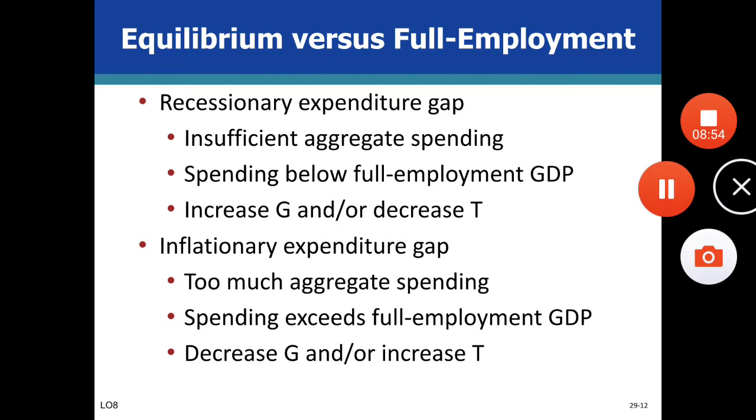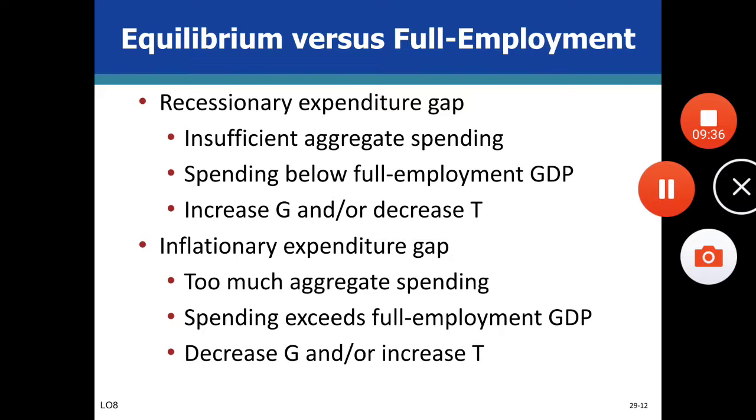So the equilibrium would occur where consumption plus investment plus government expenditure plus net exports is equal to the GDP. The recessionary expenditure gap exists when aggregate expenditure is falling short of the full employment GDP. So it means our aggregate expenditure is not sufficient to reach the full employment GDP.